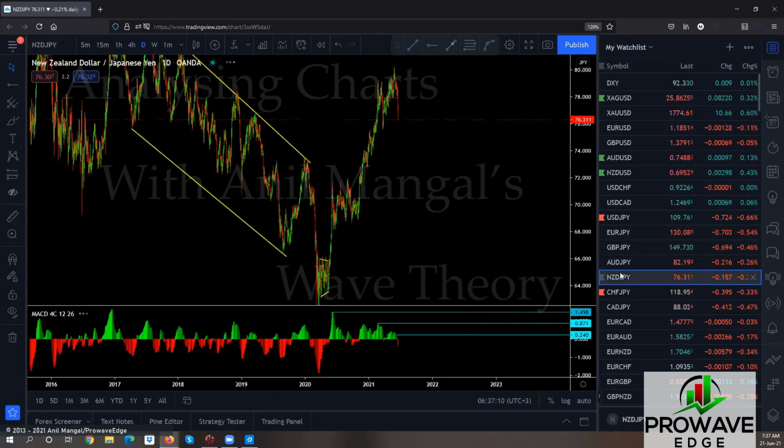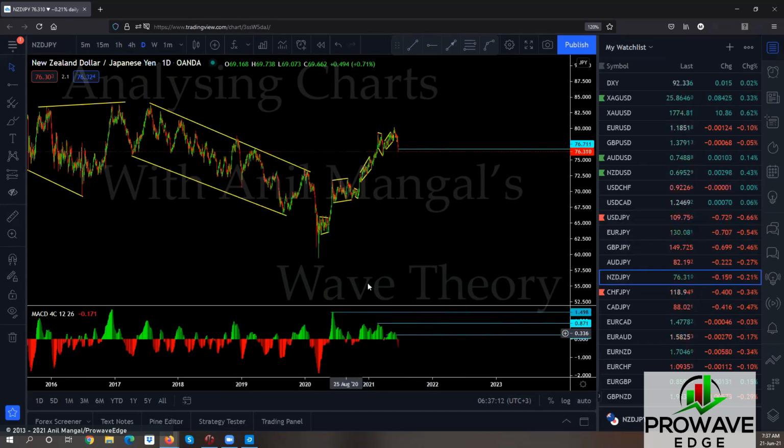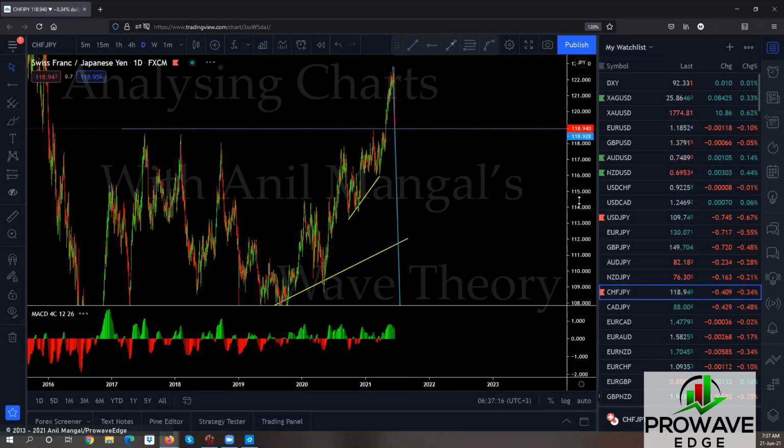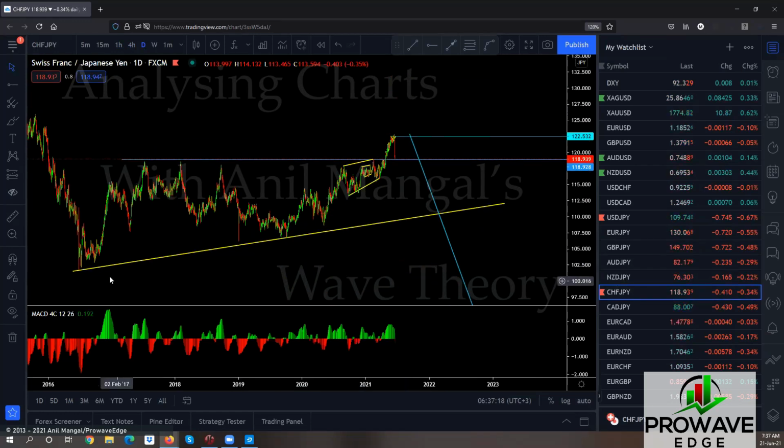New Zealand yen is a correction. It's going to be a very big correction because we have divergence. We're going to have a huge correction, right? CAD, Swiss yen, it's a fall, which means we're coming to break this low, right? We're coming down totally to break that low.